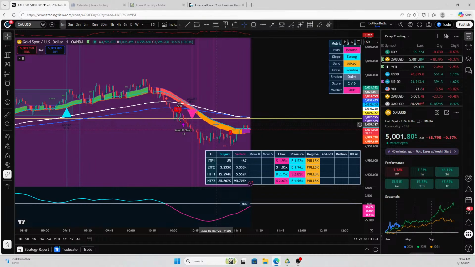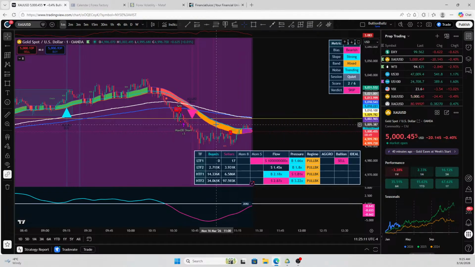So just note down that if price is ranging and a signal shows up inside that range, then it's a low probability signal.